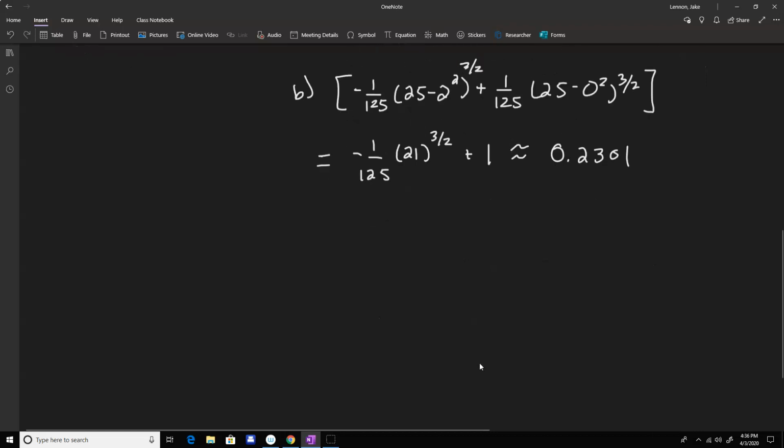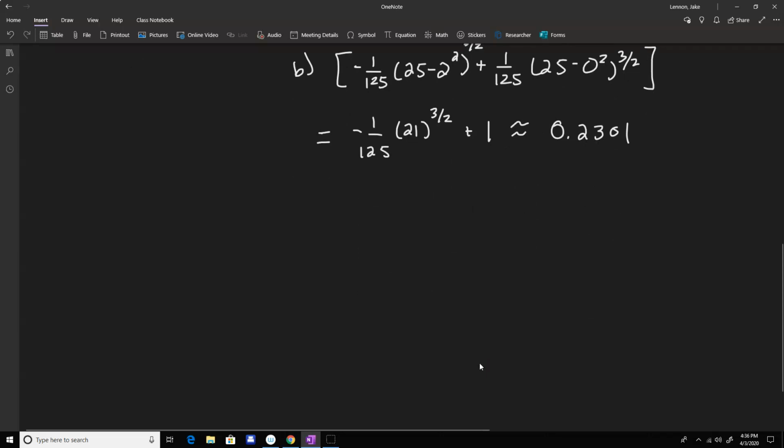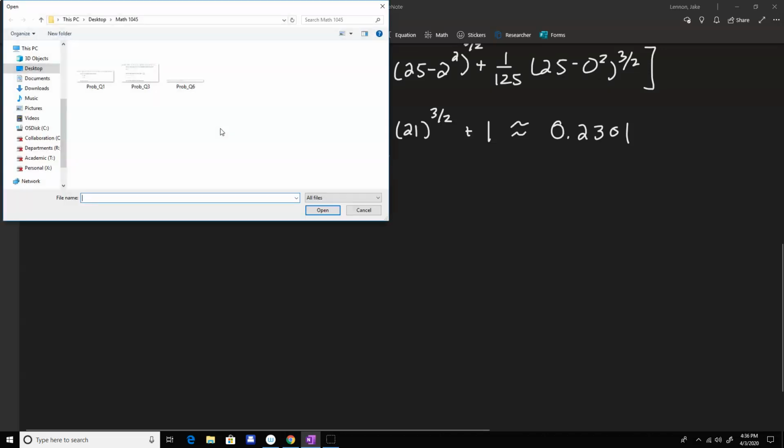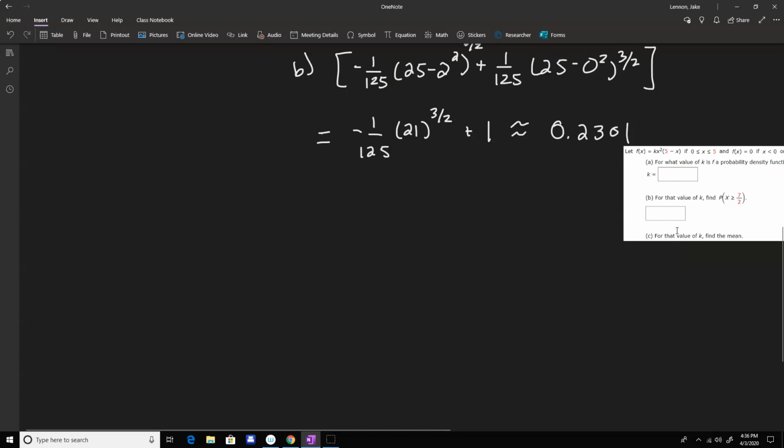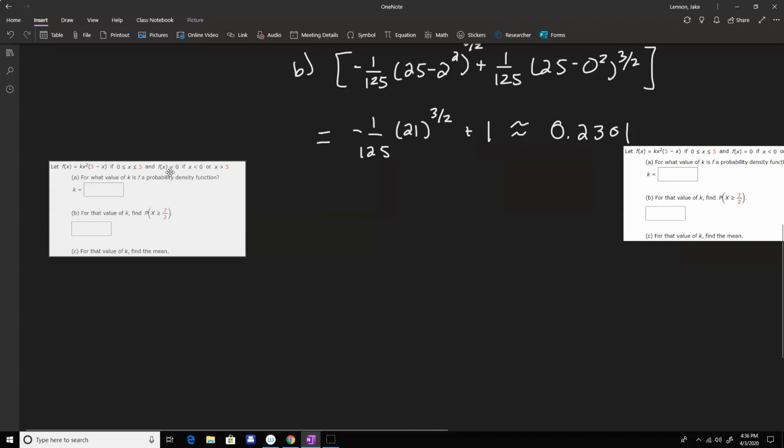Okay, so let's go ahead and look at the next one that I was asked about. So I've taken screenshots of these, so let me just go ahead and insert that. So let me see if I can move this, and maybe resize it.